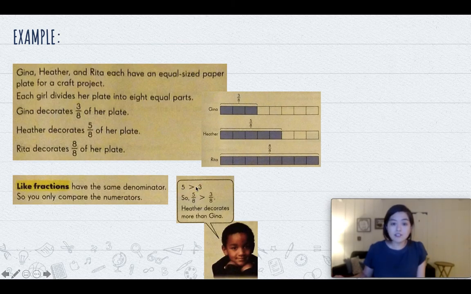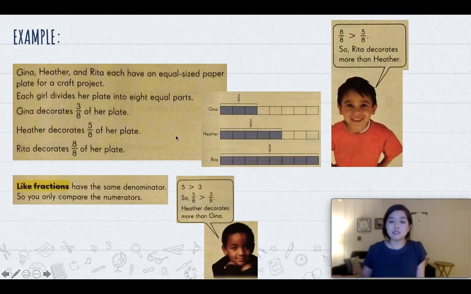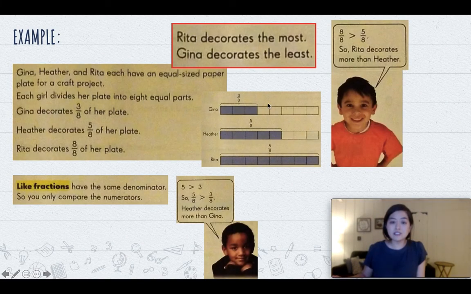So we know that 5 is greater than 3. So 5/8 is greater than 3/8. Who has 5/8? Heather. Who has 3/8? Gina. So Heather decorates her plate more than Gina. We also see that 8 is greater than 5. So Rita decorates her plate more than Heather. So Rita decorates the most and Gina decorates the least. And we can just look at the numerator because they have the same denominators, or you can just look at the models that are drawn or that you know how to draw.